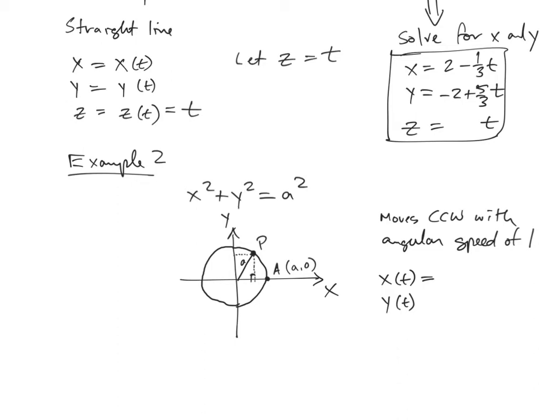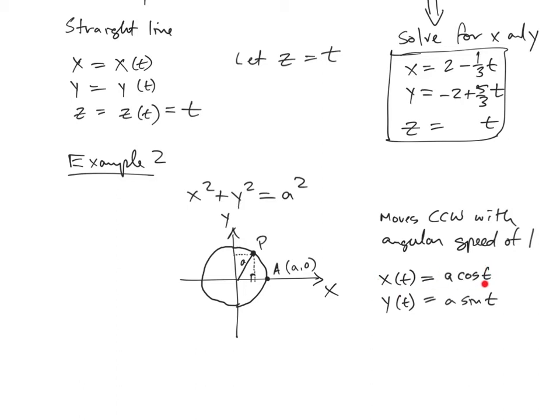So the x-coordinate is given by cos. It's got a radius of a, and the y is simply sine. Okay, so sometimes it's a little bit of a guessing game. You just kind of got to figure out, well, I think these might be right. Now try it out. Okay, when t is equal to 0, what do I get here for the x?